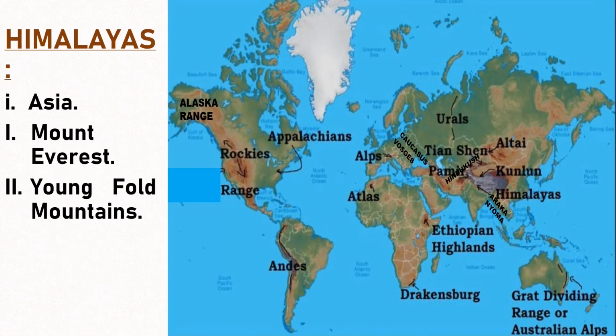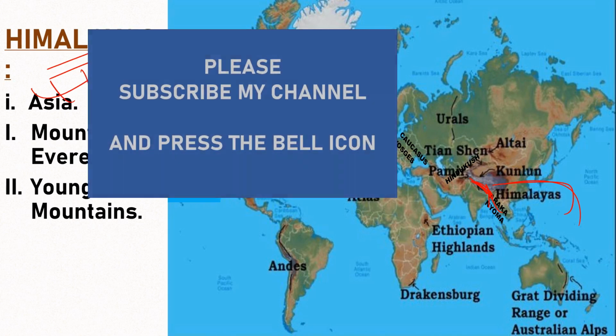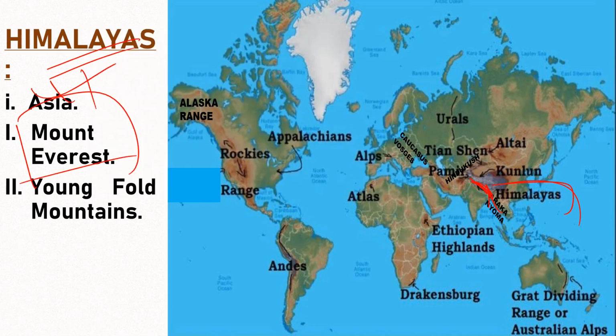Then Himalayas, Himalayan mountains, they are located here, in Asia. Mount Everest is the highest mountain peak in the entire world, and this mountain peak is located on the Himalayan mountain range. They are also the young fold mountains. I already told you what fold mountains are. You can go through that definition once again in order to remember what these fold mountains are.